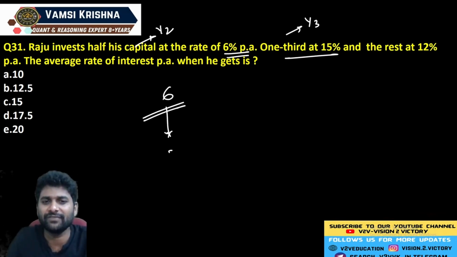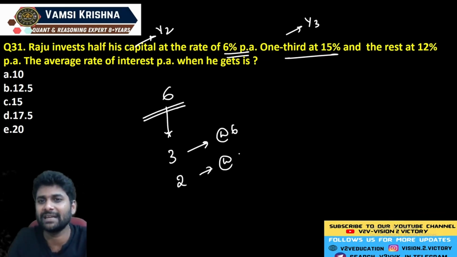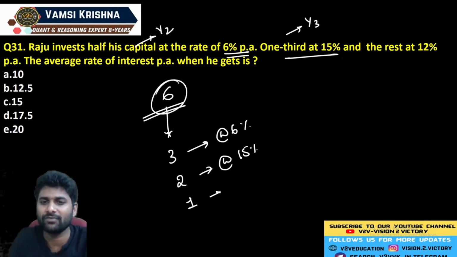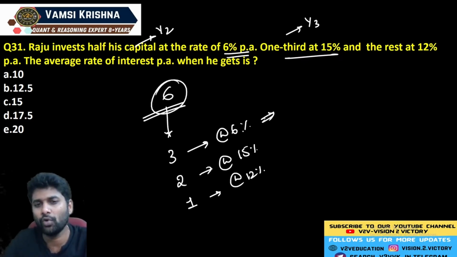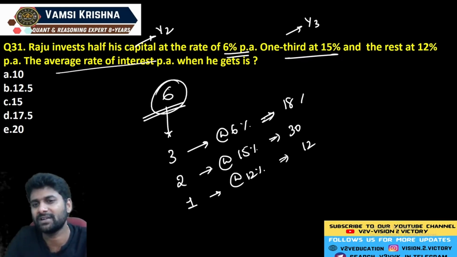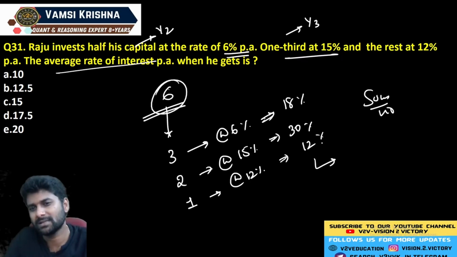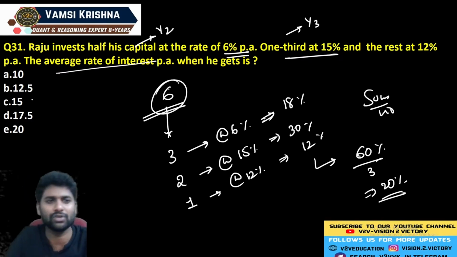So 3 units of investment are at 6% per annum. One third means 2 units, at 15% per annum. Guys, you already know what the remaining is: there is 1 unit remaining, at 12% per annum. So what is the overall rate of interest here? 18%, 30%, 12%. Now the question: what is the average rate of interest? You already know that it is sum by number. Sum of all these numbers is 60% divided by 3. So the average rate is exactly equal to 20%.